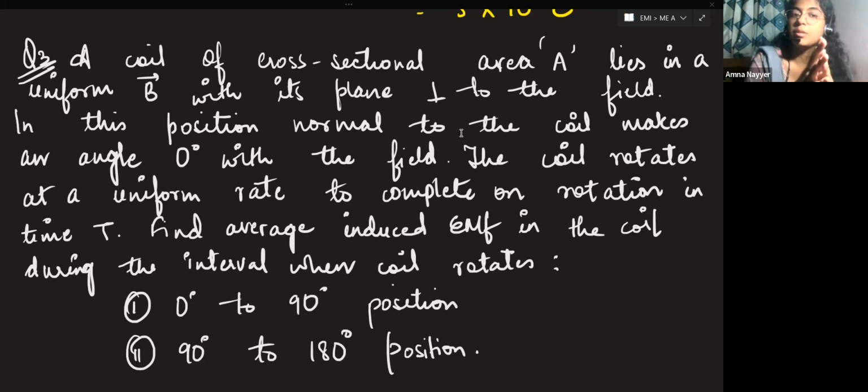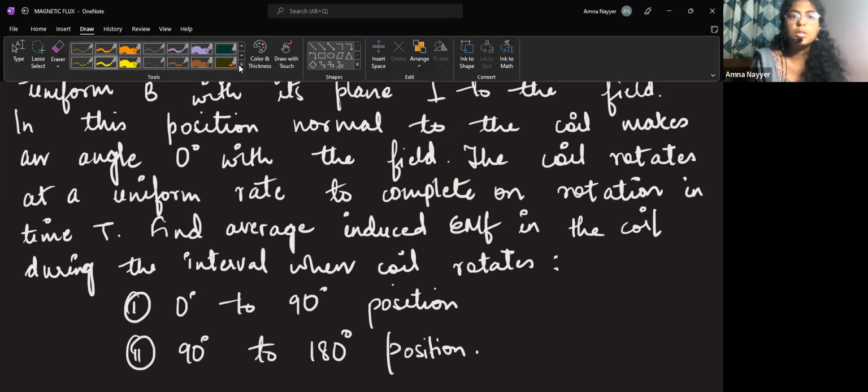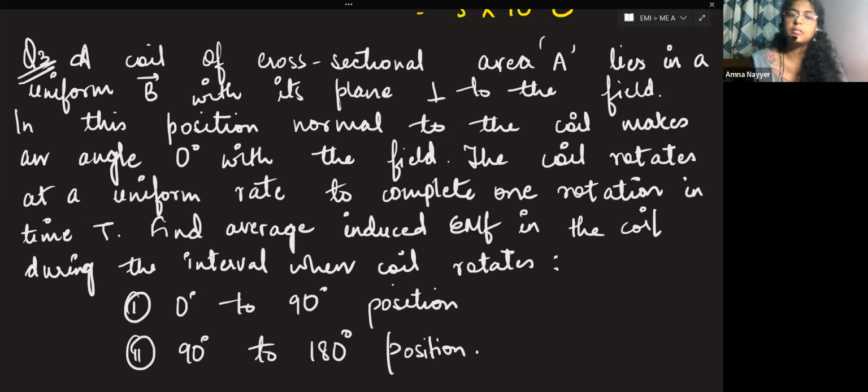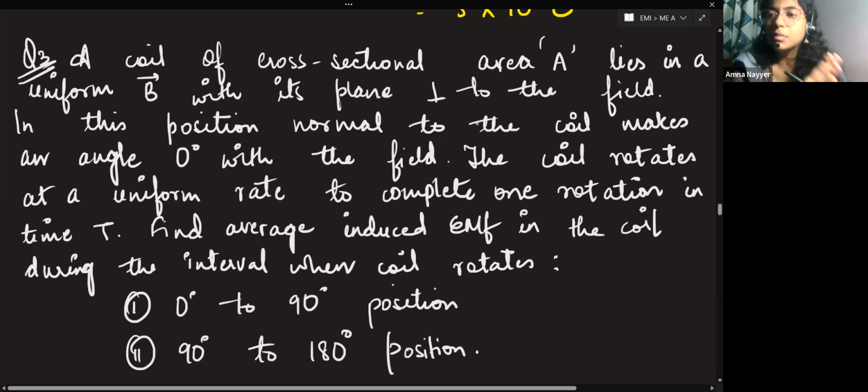Now, in this position, the normal to the coil makes an angle of 0 degree with the field. The coil rotates at a uniform rate to complete one rotation in time T. Now, you have to find out the average induced EMF in the coil during the time interval when the coil rotates from 0 degree to 90 degree and 90 degree to 180 degree.